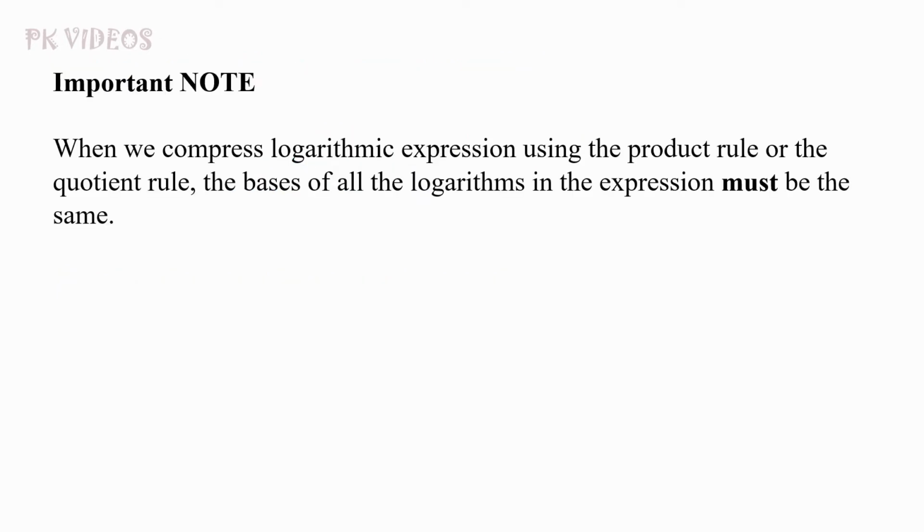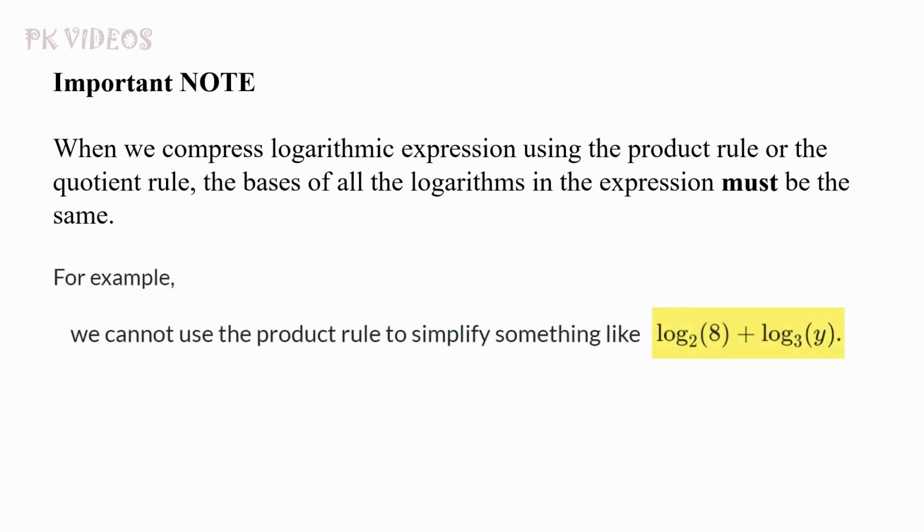Now, one important thing to remember is when we compress a logarithmic expression using the product rule or the quotient rule, the base of all the logarithms in the expression must be the same. For example, we cannot use the product rule to simplify something like log a to the base 2 plus log y to the base 3. Why we cannot simplify this? Because their bases are different. The first logarithmic expression has the base 2 and the second logarithmic expression has base 3.